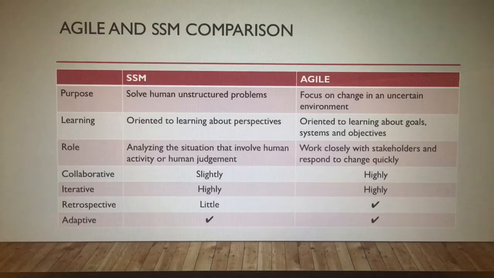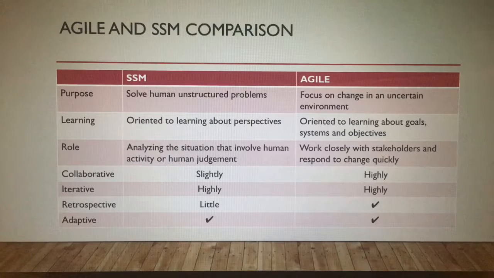There are some similarities between Agile and SSM. They are both collaborative and iterative. They also work with stakeholders. For example, at the stage of conceptual model, SSM will ask for stakeholders' feedback in order to understand if the model is feasible and design change. On the other hand, Agile keeps working with stakeholders to collect feedback and make changes during the cycle.